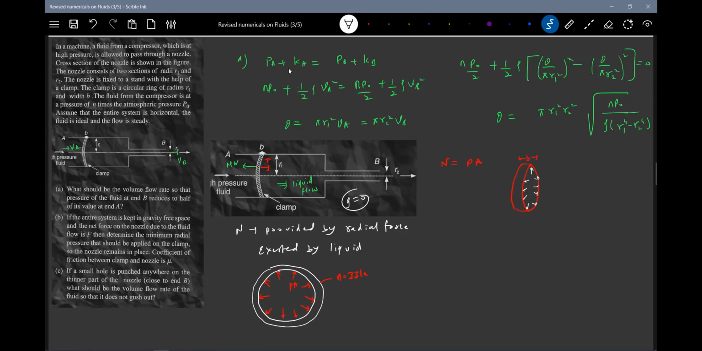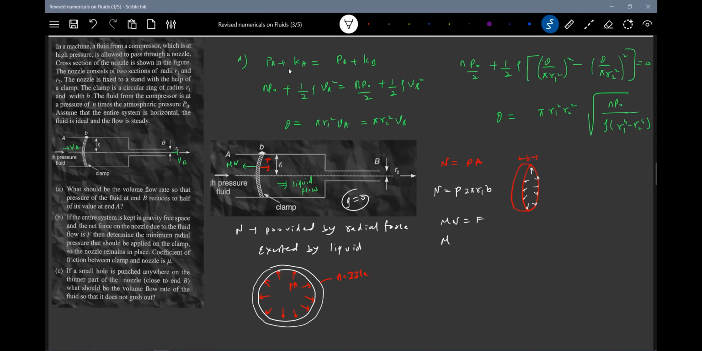Then what is the pressure? What is the pressure equal to? Pressure should be equal to N, this is P. What is area? 2 pi R1 into B. So F is defined for us. So mu N equal to F.